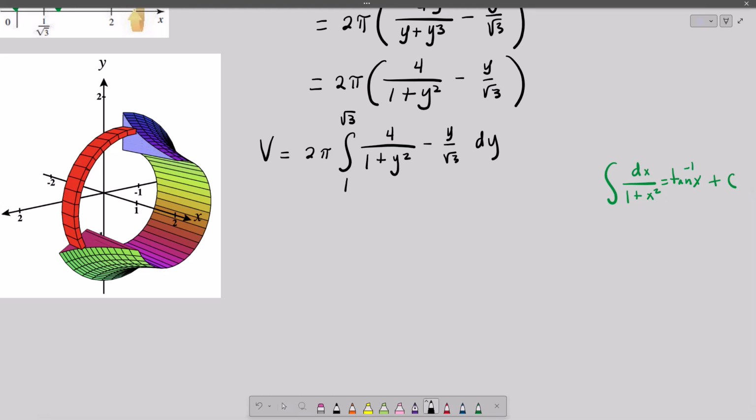So this is going to give us, the 4 is a constant, so constants just filter along. So it's going to be 4 arctangent of y minus, that's just a polynomial, so y squared over 2, the constant just floats along, so it's going to be y squared over 2 root 3, and then 1 to root 3.